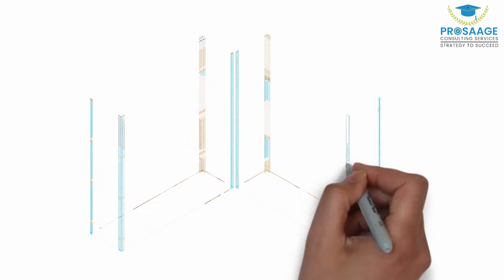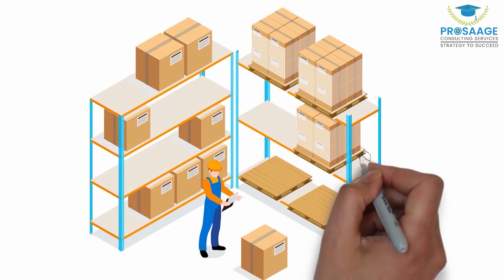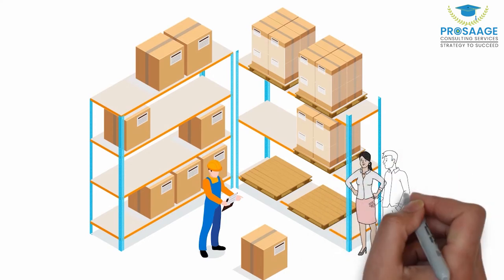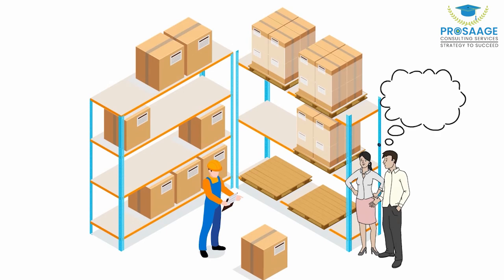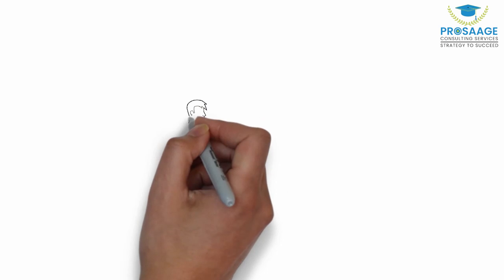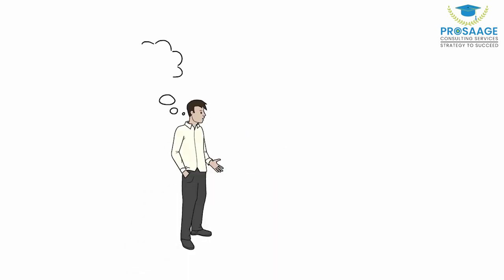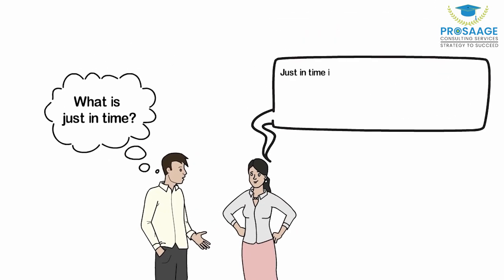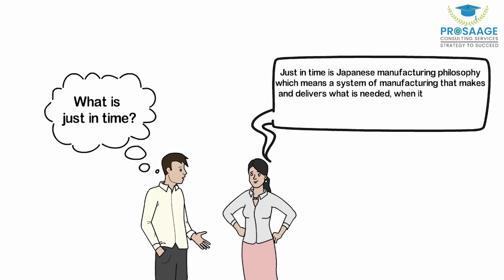After successful implementation of 5S at the workplace, Amy observed that there were huge inventories used by Hygiene Pharma. To address this issue, she decided to use the just-in-time methodology. Then Ron asked her, "What is just-in-time? How is it useful for us?" Amy responded, "Just-in-time is a Japanese manufacturing philosophy, which means a system of manufacturing that makes and delivers what is needed, when it is needed, and in the quantity needed."